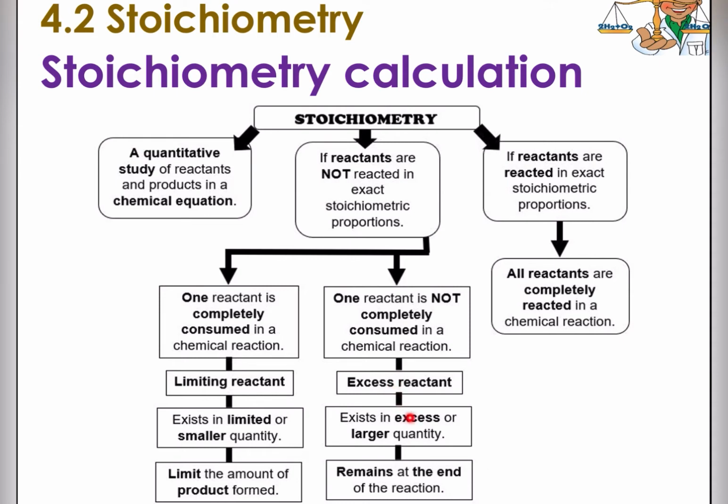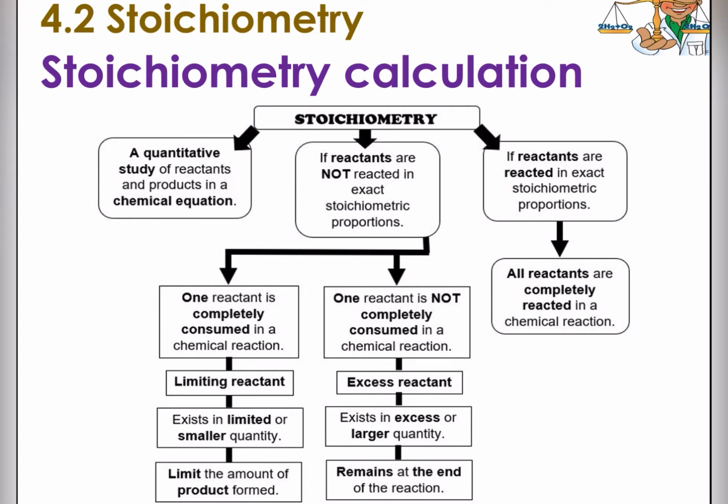So inilah yang akan remains at the end of the reaction. However, limiting reactant kerana amount dia sedikit, dia completely consumed, dia memang limited dan amount of product pun akan limited. Dan at the end of the reaction, dia tak ada baki seperti mana excess reactant. So that's how you want to understand about stoichiometry.